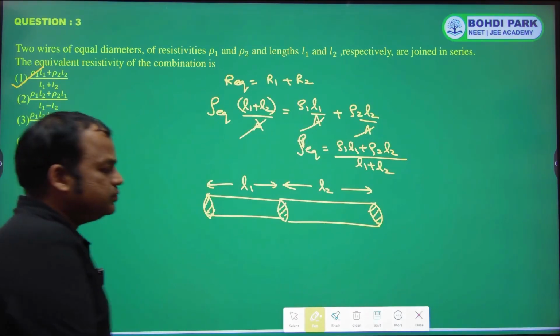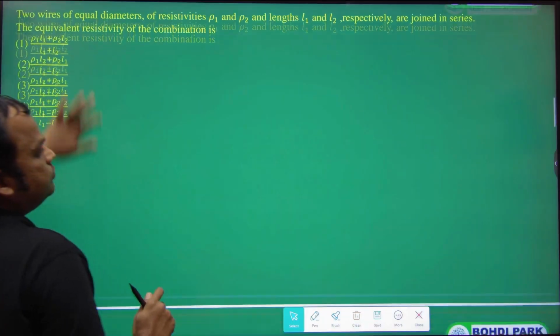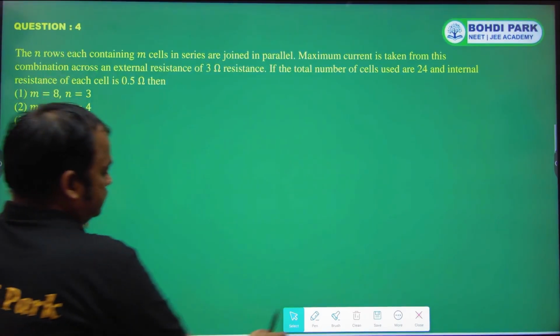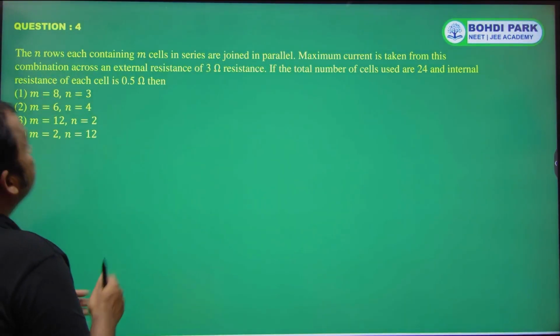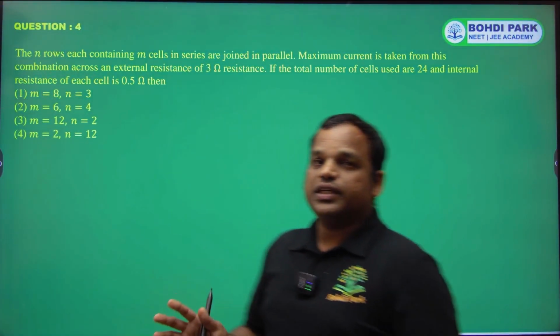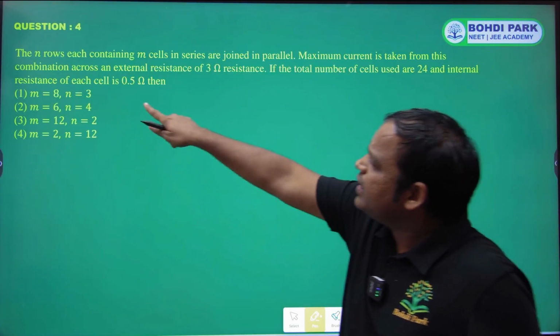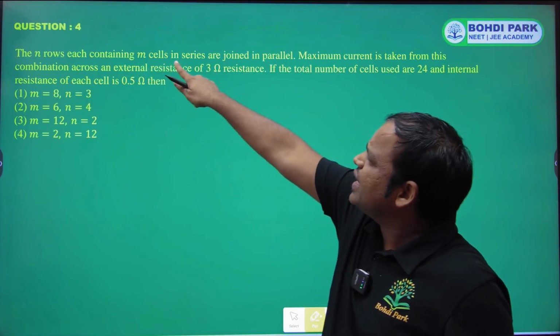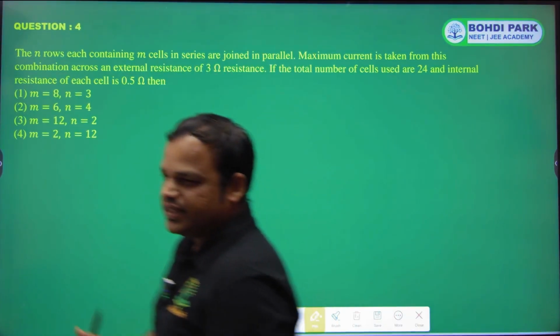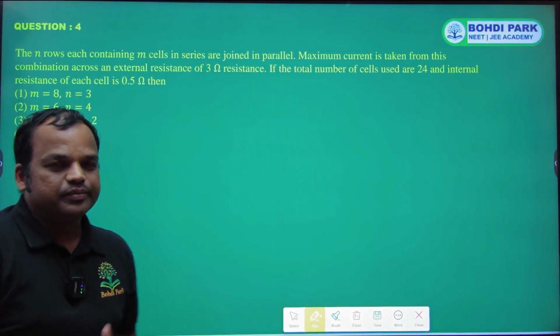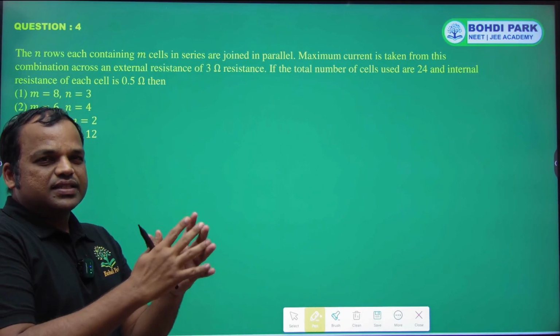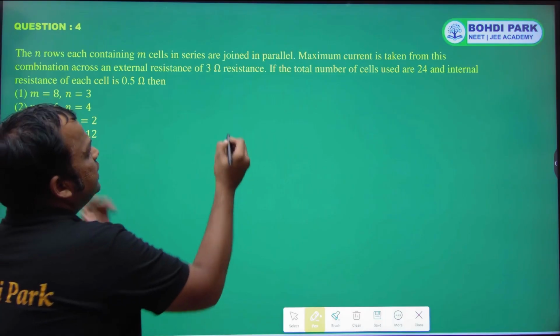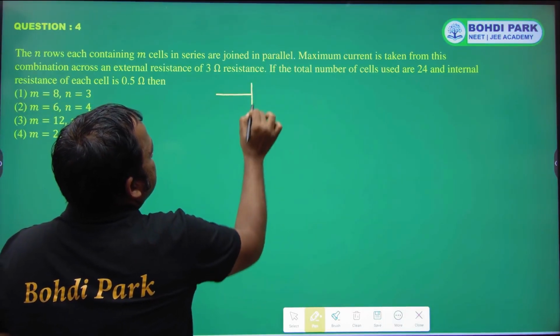Now next question. Look at this fourth question. We have n rows, each containing m cells in series. So it is like a grid. So the grid will look like this.